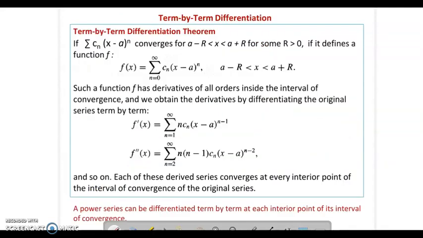Next is term by term differentiation. We said in the very beginning that the power series can be differentiated. Now the question is, can we differentiate the power series term by term to get another power series? Yes, the answer is yes. The power series can be differentiated term by term, but not on the whole domain. It can be differentiated term by term at each interior point of its interval of convergence. This should be satisfied so that the behavior of the series will remain the same.